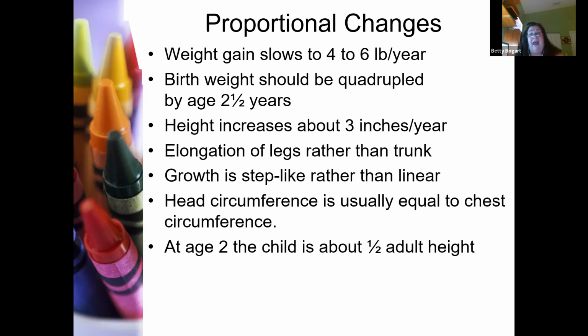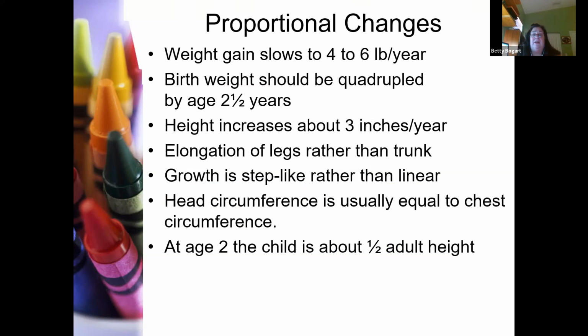Now, we gained a lot of weight and height when they were infants. It slows down now. So let's say that 7-pound kid is 21 pounds at 1 year old. They're only going to gain 4 to 6 pounds every year of their toddler years. But even some kids don't gain that much. They say birth weight should be quadrupled by about 2.5 years old. Their height should get taller.